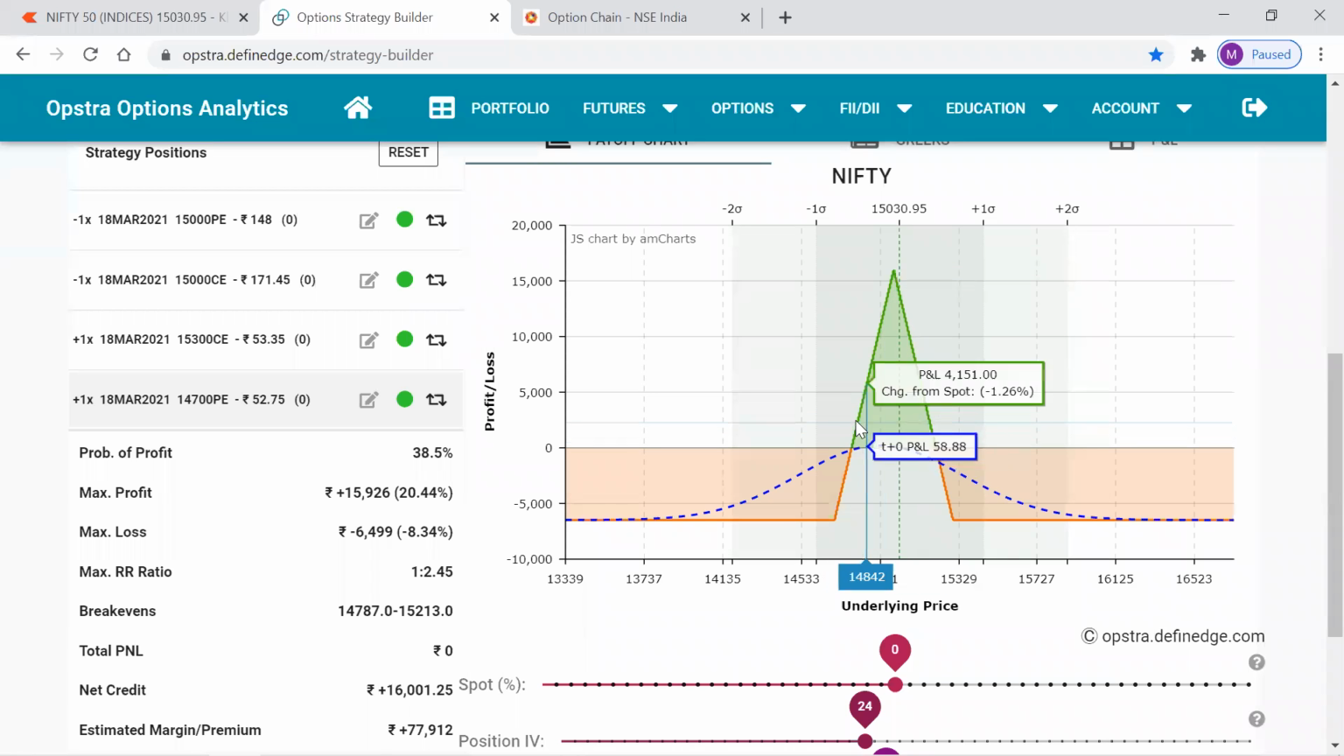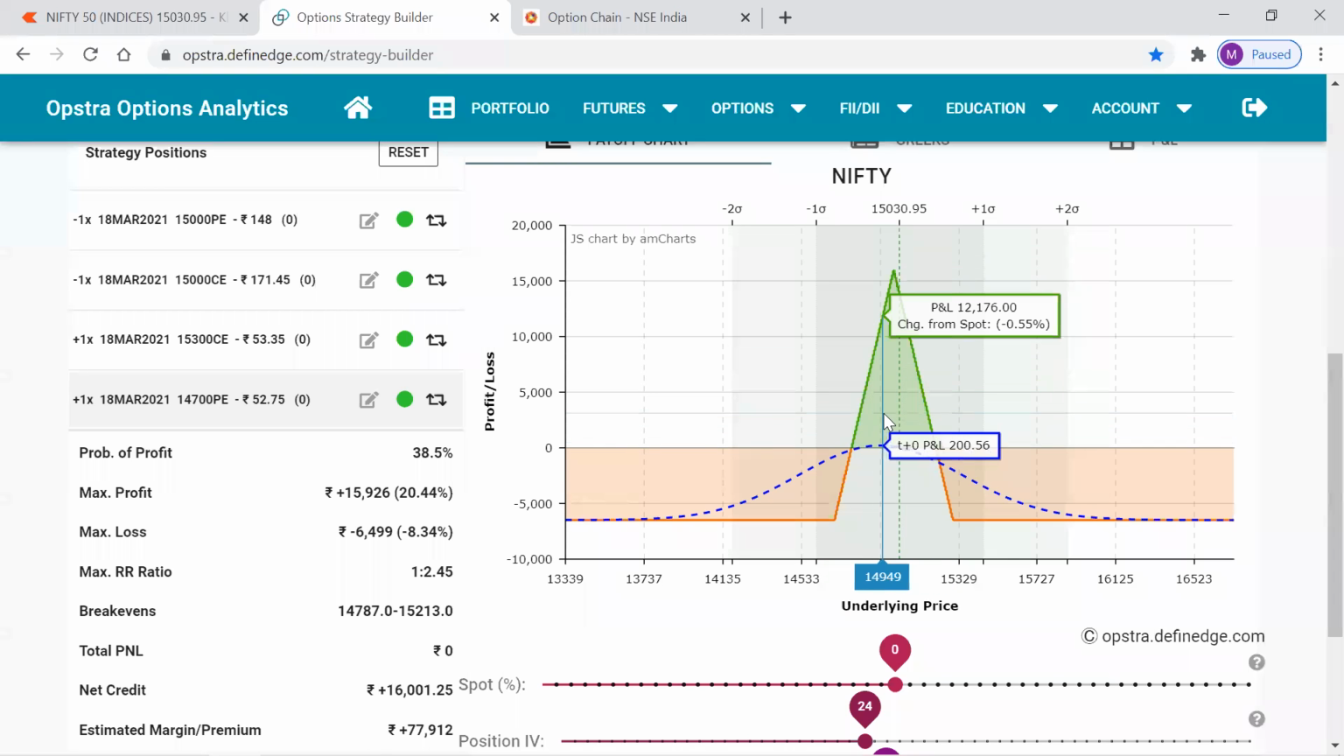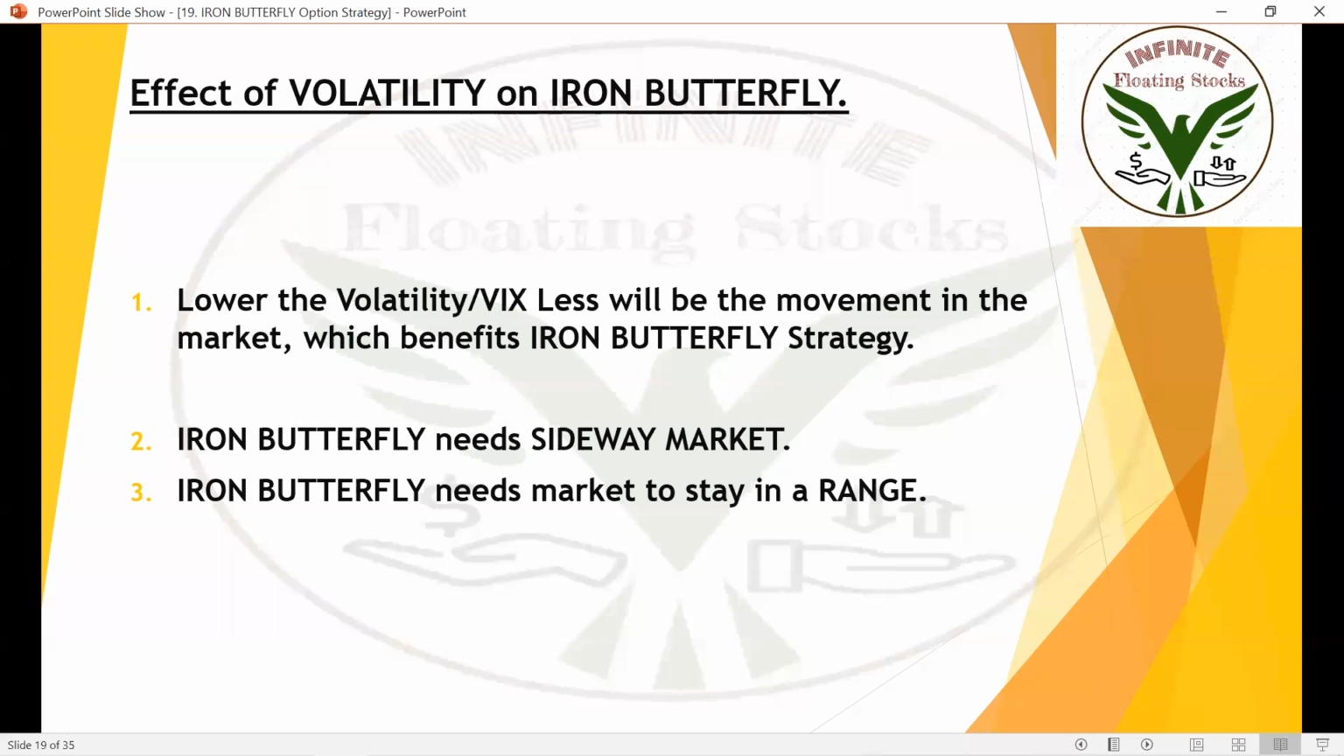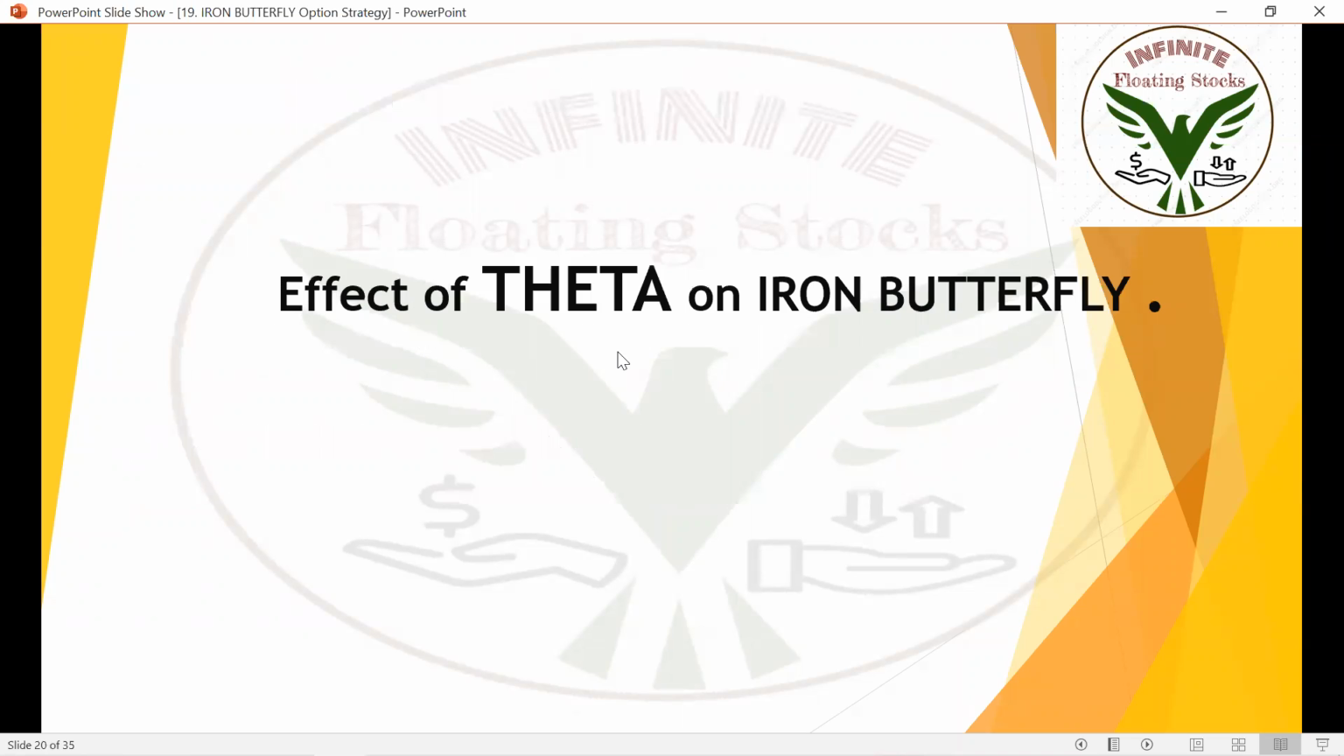So look at the range. We need the market to be staying in this range only for us to be in profits. For that we need a less volatile market, a sideways market. So Iron Butterfly needs a sideways market and needs the market to stay in a range. So for that we need a less volatile market.